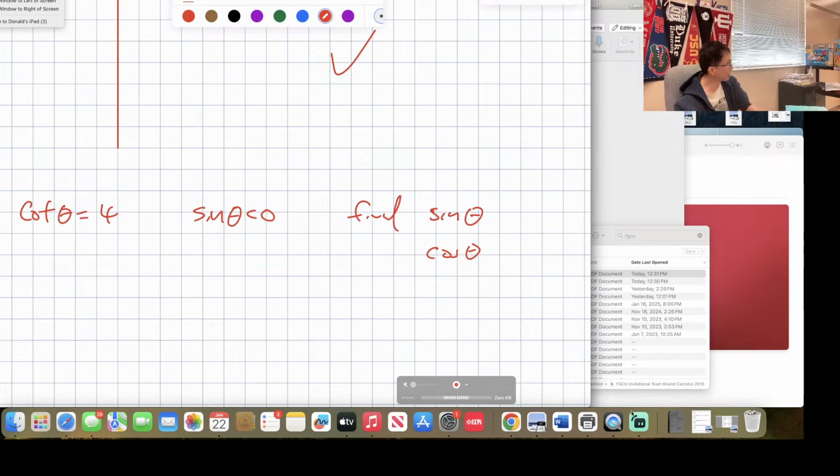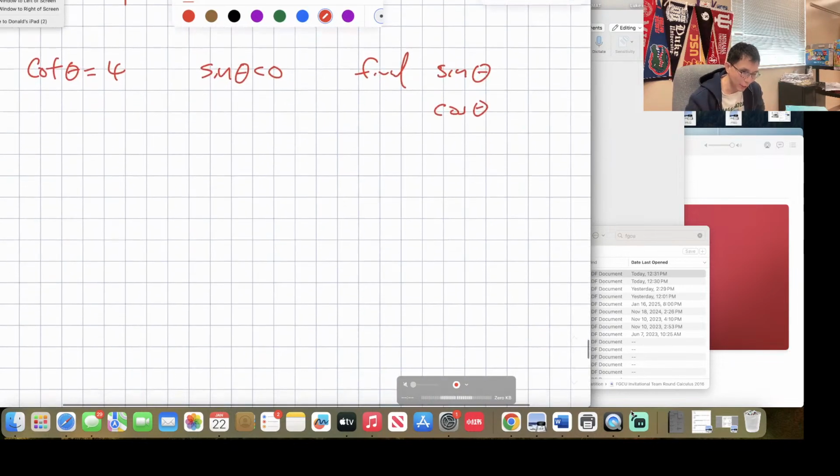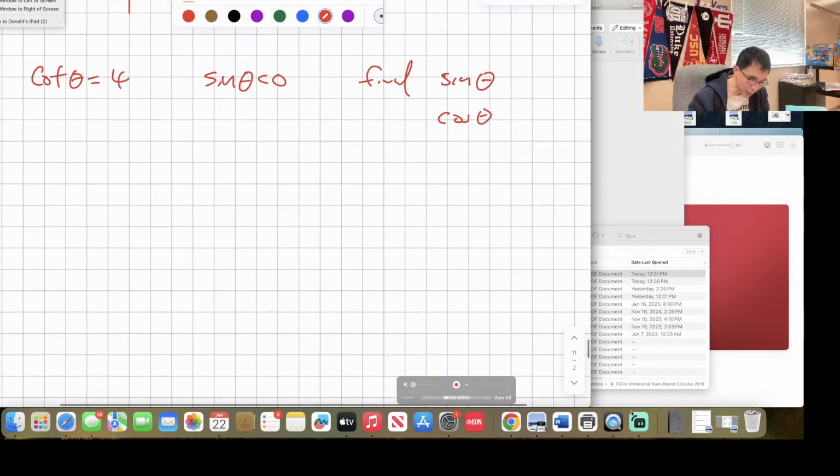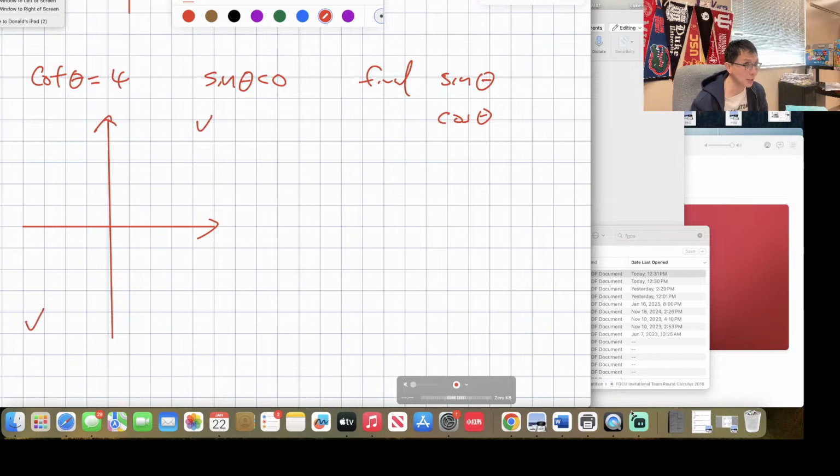Let me go over this question on the video, so I'll turn off the stream afterwards. Cotangent is positive, which quadrants? Cotangent and tangent are both positive or both negative, so it'll be this one and this one. That's my check system. Sine theta is less than 0, so it's going to be this one and this one.